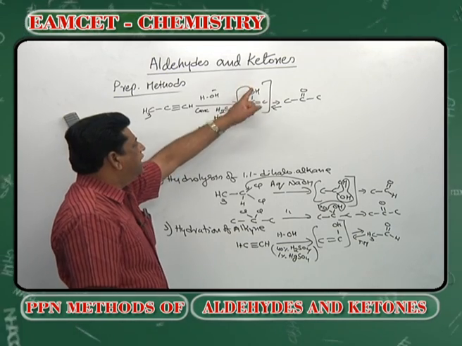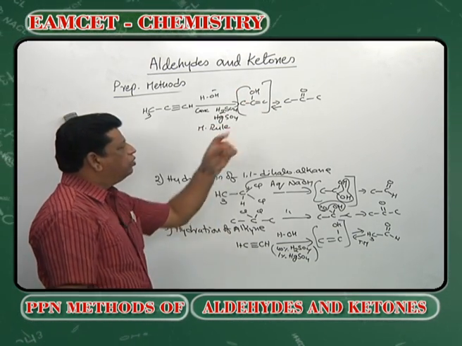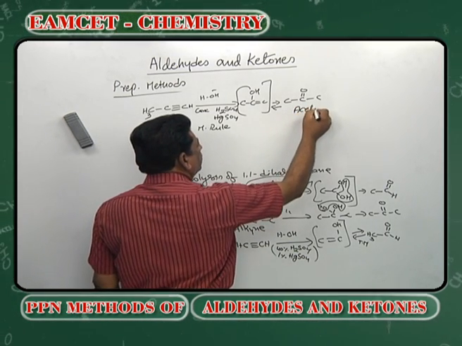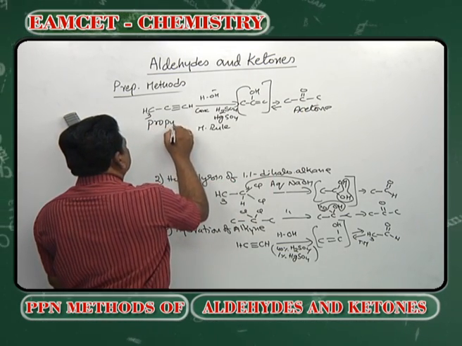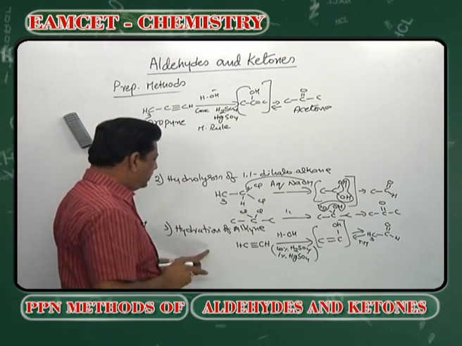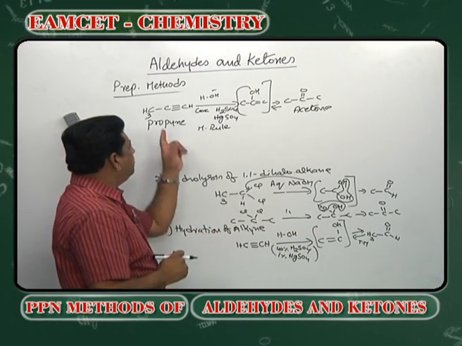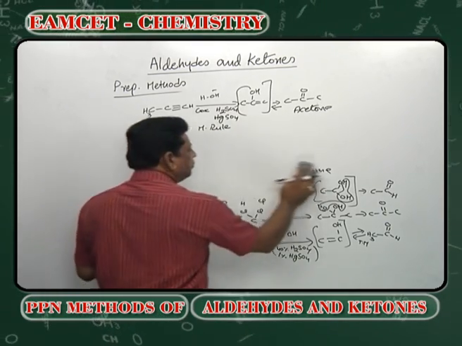That is, H goes there, the double bond goes that side, and hydrogen is shifted to the terminal carbon. You will get the acetone preparation, propanone or acetone, by taking propyne. It is the same reaction: the hydration of acetylene gives acetaldehyde, and the hydration of propyne gives acetone. This is the third method.